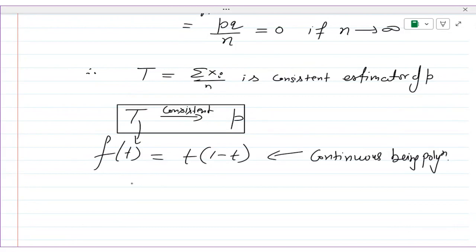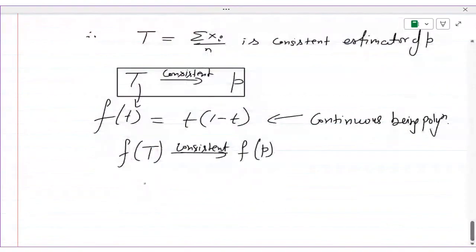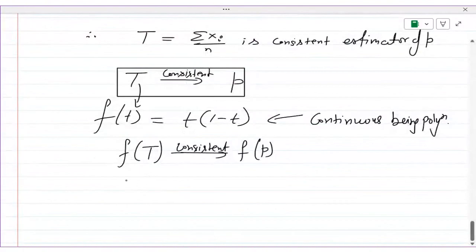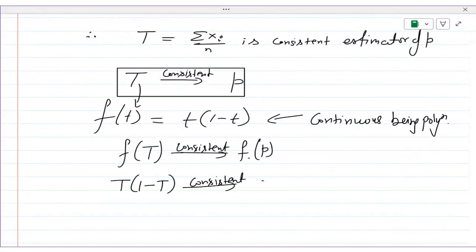So it means f of capital T will be a consistent estimator of f of p. So what is f of p? In place of t, you put p. So t into 1 minus t is a consistent estimator of p into 1 minus p. This is what we have to show.